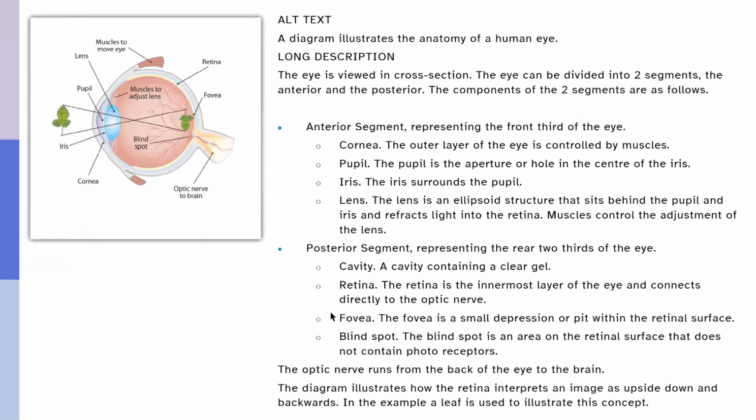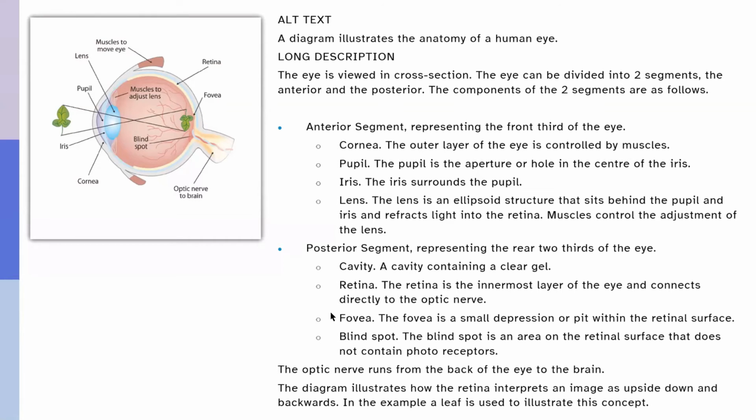The second image here is a diagram illustrating the anatomy of the human eye. Again, it's going to be that journey. The eye is viewed in cross section, so you're providing that structural element up front. The eye can be divided into two segments, the anterior and the posterior. The components of the two segments are as follows.